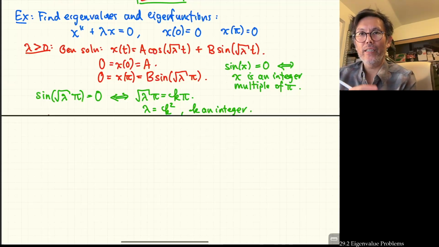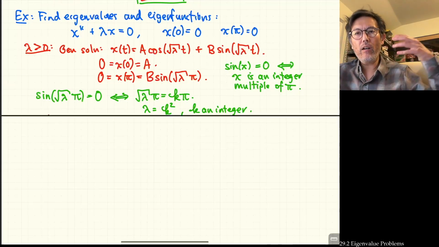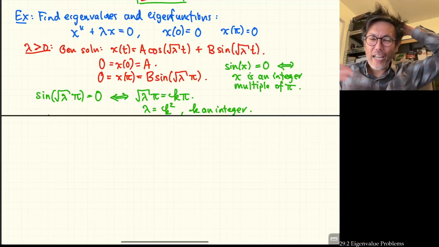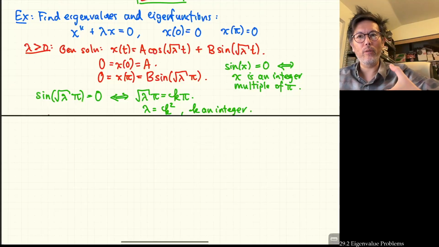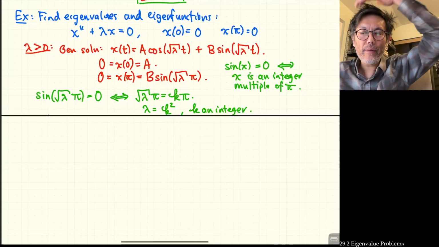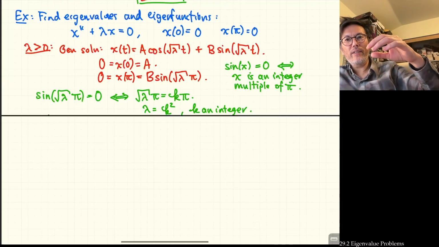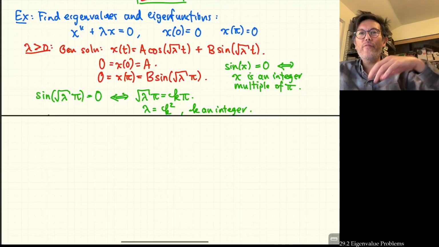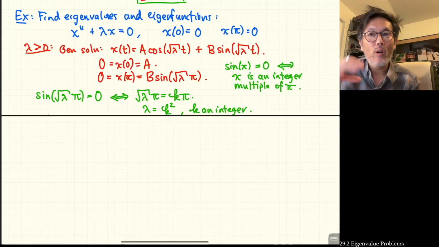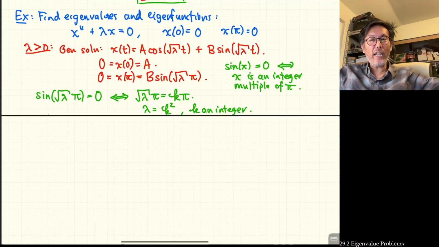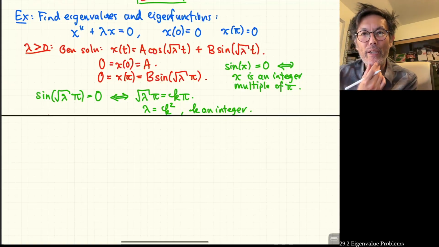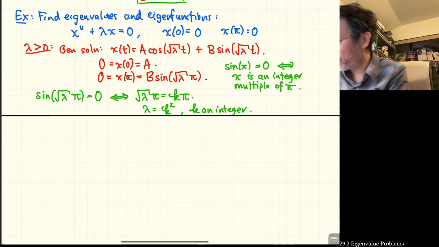What you're seeing here is quantization. You're seeing a continuous problem giving rise to a discrete set of values, okay? And this is the phenomenon that physicists in the past used to postulate the structure of the atom, with the discrete energy levels for electrons in the atom. Anyway, that's way too interesting to talk about.